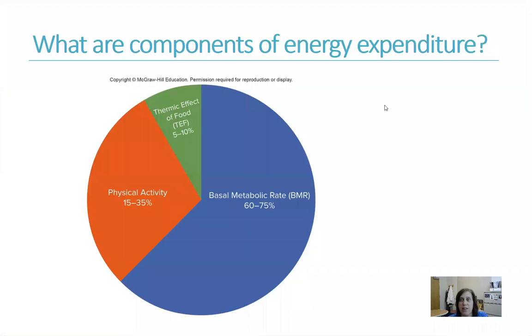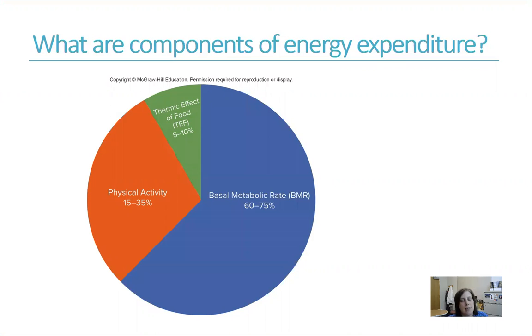What are components of energy expenditure? There are three components: basal metabolic rate, physical activity, and thermic effect of food. So basal metabolic rate is the energy required to have your body carry out involuntary functions, things you don't have to think about. So things like circulation, respiration, secreting hormones, building new tissue, nerve transmission, things like that.